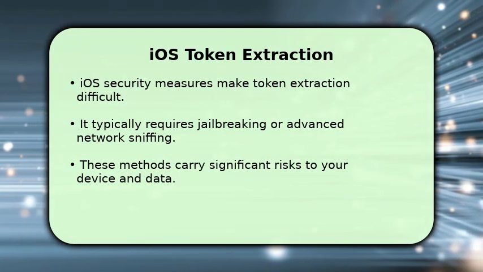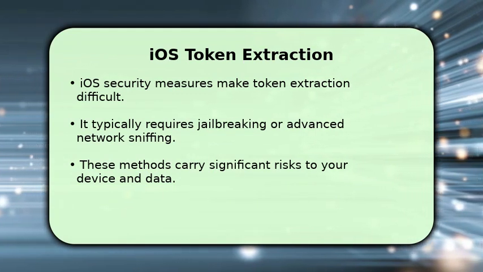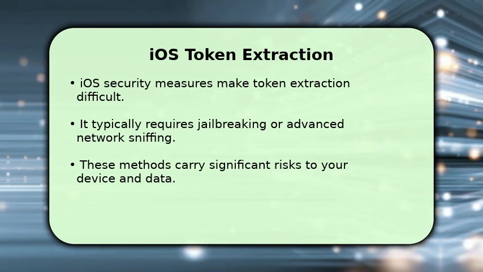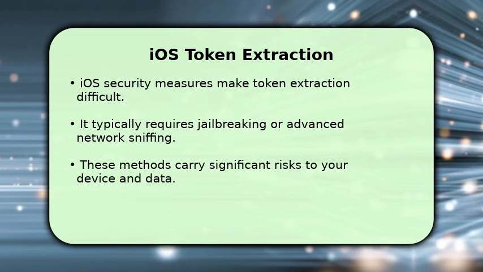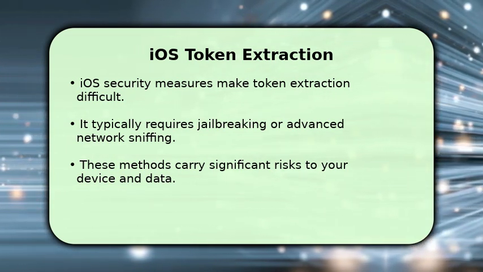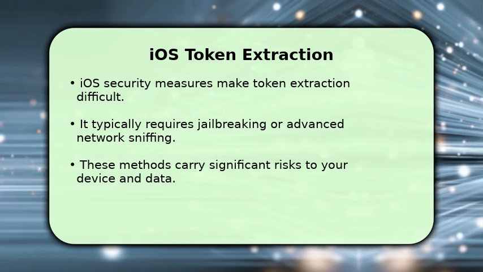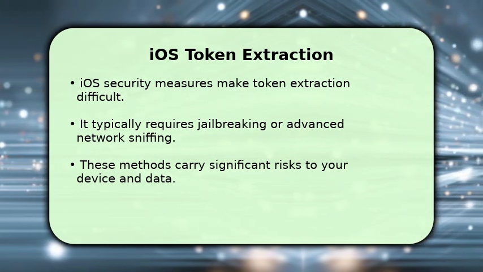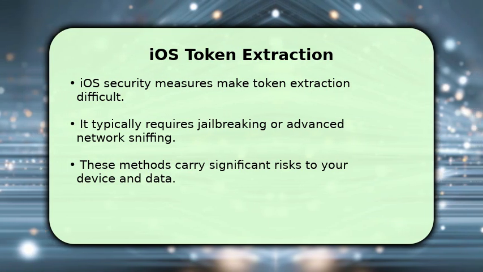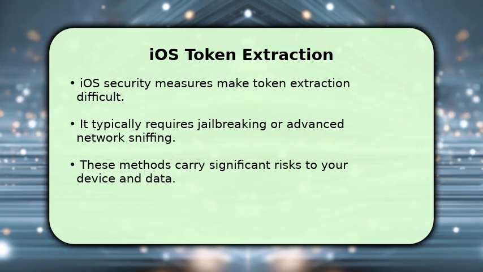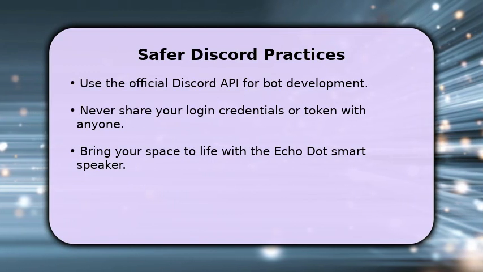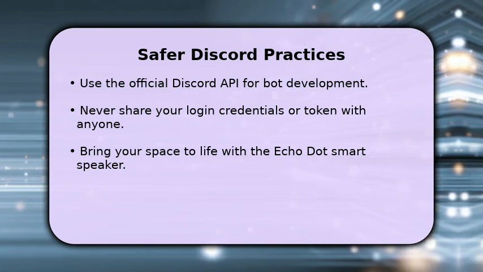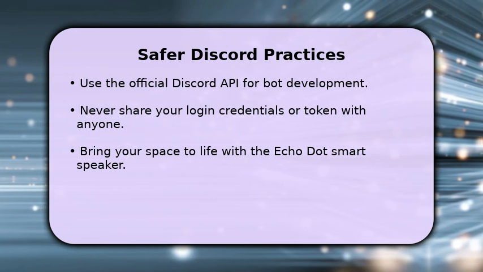Extracting a Discord token directly from the iOS app is particularly challenging due to Apple's robust security architecture. Unlike some other platforms, iOS heavily restricts app data access, making direct token retrieval nearly impossible without significant modifications to your device. Methods often involve jailbreaking your iPhone or using complex network sniffing tools, both of which introduce substantial security vulnerabilities. Instead of trying to extract your user token, consider using Discord's official API for any bot development. This is the secure and intended way to interact programmatically with Discord.